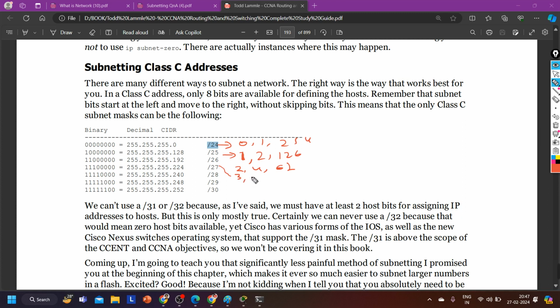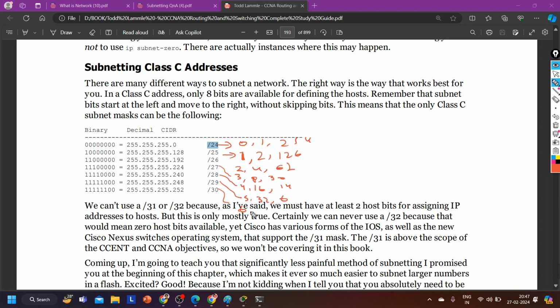With 3 borrowed bits, how many networks? 8 networks. And how many valid hosts? 32, so 30. Then here, half of it, 16, so 14. Then for 5 bits borrowed, we get 32 networks, and the hosts are 6 valid.